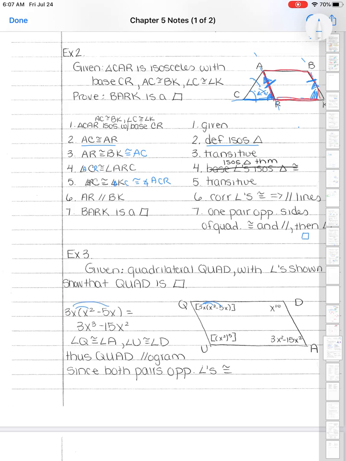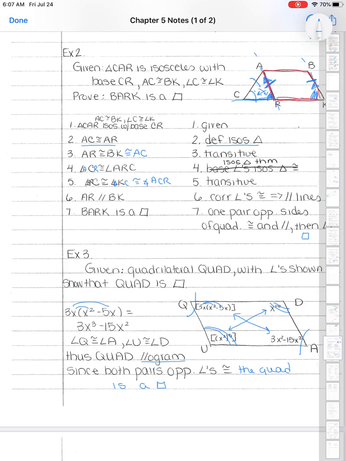Number 3 says, given quadrilateral quad with angles shown, show that it's a parallelogram. All right, so let's see. So we got 4 sides, so let's set equal. Let's see what happens here. So I'm going to take my opposite angles. I'm going to distribute that one. And when I distribute that one, I get 3x to the third minus 15x squared. Well, that shows me that these two match up. So angle Q is congruent to angle A.